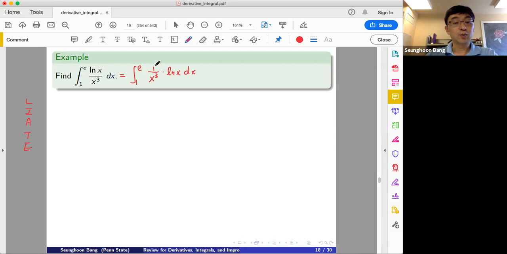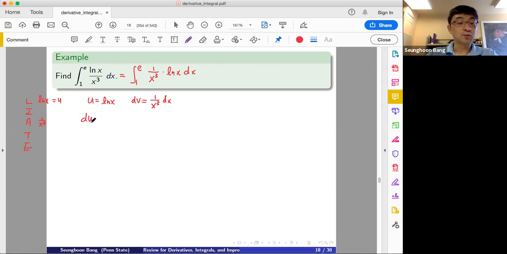Here, 1 over x cubed is an algebraic function. The ln of x is a logarithmic function. Here, what does it mean? This is u. So we have u equals ln of x. The dv is the remaining part, 1 over x cubed dx.